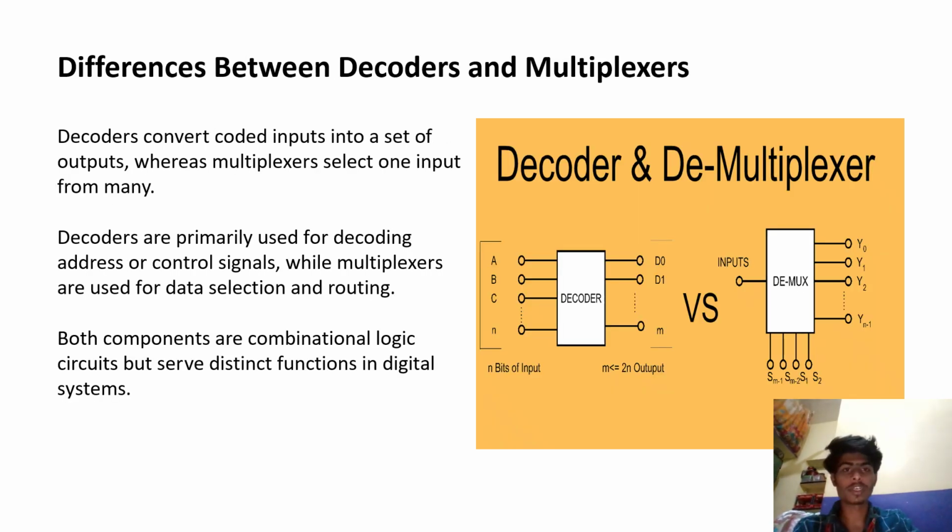Now we are going to learn about the differences between decoders and multiplexers. Decoders convert coded input into a set of outputs, whereas multiplexers select one input from many. Decoders are primarily used for decoding address or control signals, while multiplexers are used for data selection and routing. One is used for decoding, the other for selecting which input signal is passed on. Both components are combinational logic circuits but serve distinct functions in digital systems.